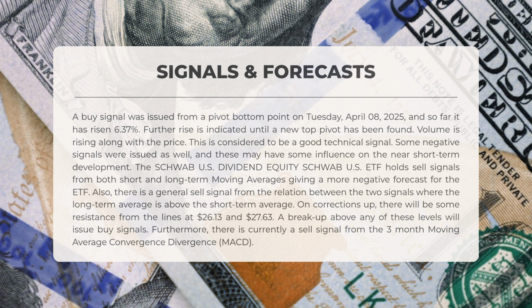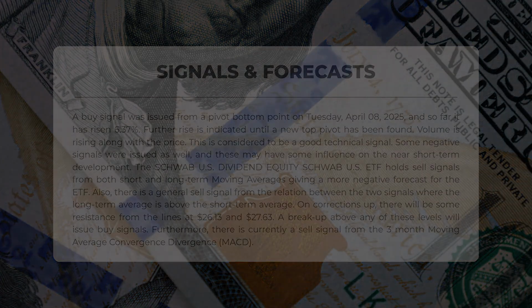During upward corrections, there will be resistance at the levels of $26.13 and $27.63. A breakout above either of these levels will generate buy signals. Furthermore, there is currently a sell signal from the 3-month moving average convergence-divergence indicator.